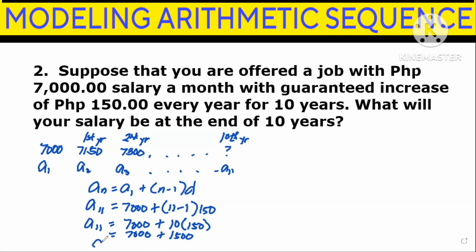So, the salary after 10 years would be 7,000 plus 1,500 is 8,500. Okay?